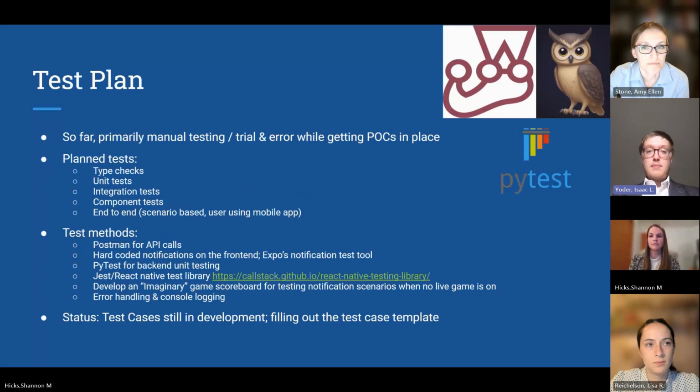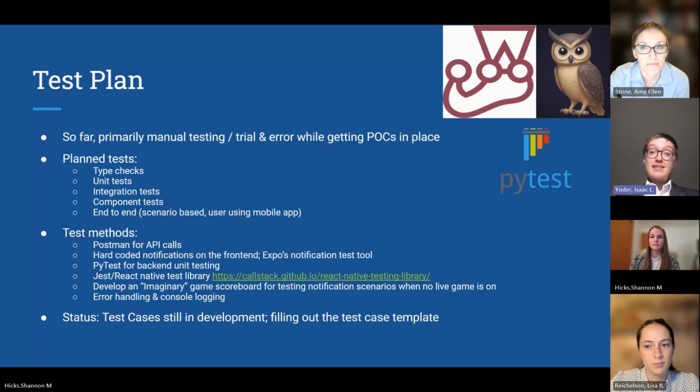So I can go ahead and talk about our test plan for the app. So far we've been primarily manually testing, both with our IDE debuggers and with print debugging, but we do have a number of test plans, such as using type checking, using unit tests, integration tests, component tests, and end-to-end testing, making sure our whole system is functional. We're going to be doing that with a variety of methods, such as using Postman for API calls, hard coding notifications on the front end, and using the tool on Expo's website to test as well.